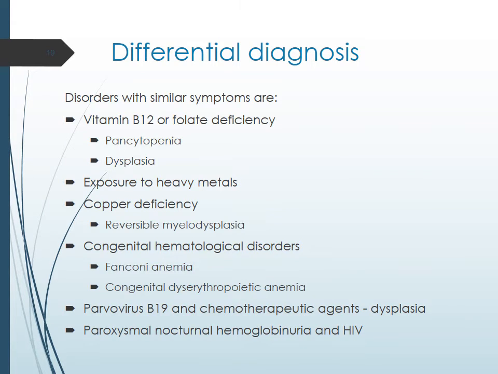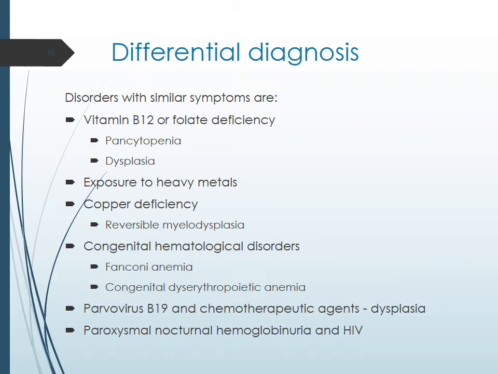So now let's look at some of the differential diagnoses that we need to consider when we look at an MDS patient. Just looking at dysplasia itself is not sufficient evidence for MDS. Some of the other things we need to look at are patients that have vitamin B12 or folic acid deficiency, which can cause pancytopenia and dysplasia, and exposure to heavy metals. Copper deficiency may also cause reversible myelodysplasia.